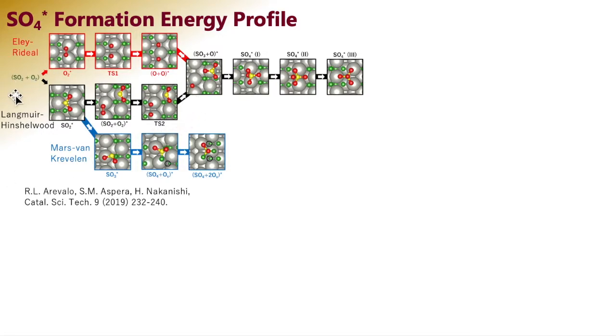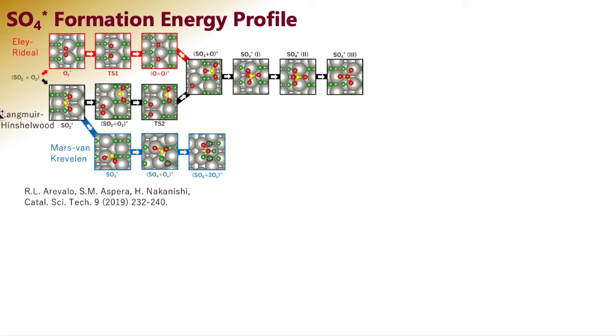The figure in this slide shows SO2 oxidation to SO4 on palladium oxide 101 via the Eley-Rideal mechanism shown by the red path followed by the black path, the Langmuir-Hinshelwood mechanism shown by the black path, and the Mars-van Krevelen mechanism shown by the blue path.